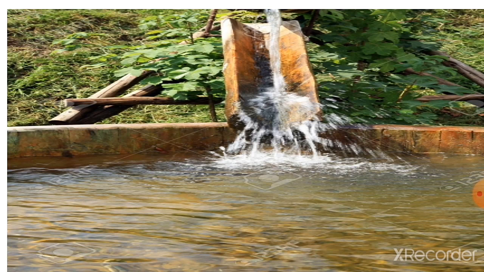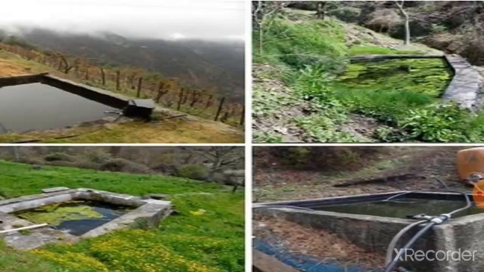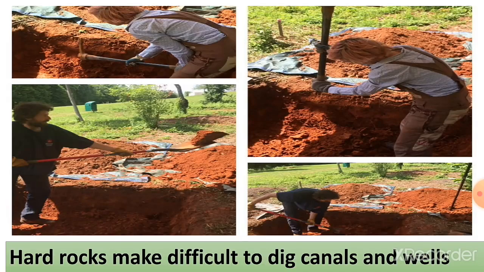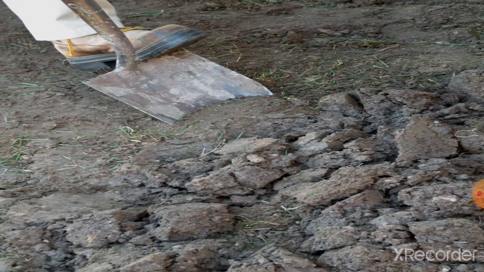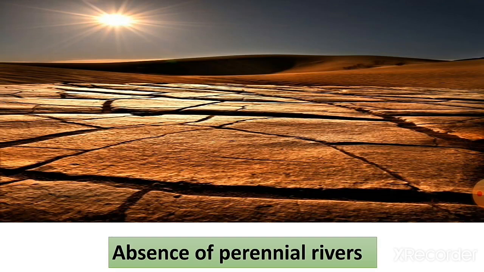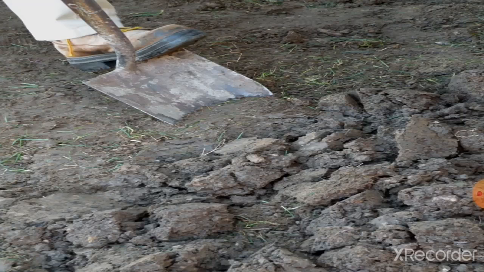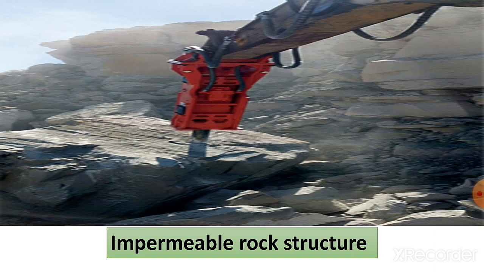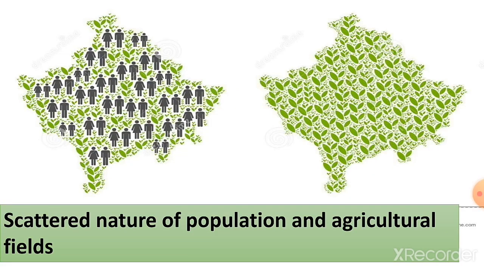The tank irrigation system is popular in peninsular India due to the following reasons. They are the undulating relief and hard rocks, which make it difficult to dig canals and wells. Natural depressions serve as reservoirs. Next, absence of perennial rivers. Then, impermeable rock structure which does not permit percolation. Then, the scattered nature of population and agricultural fields.